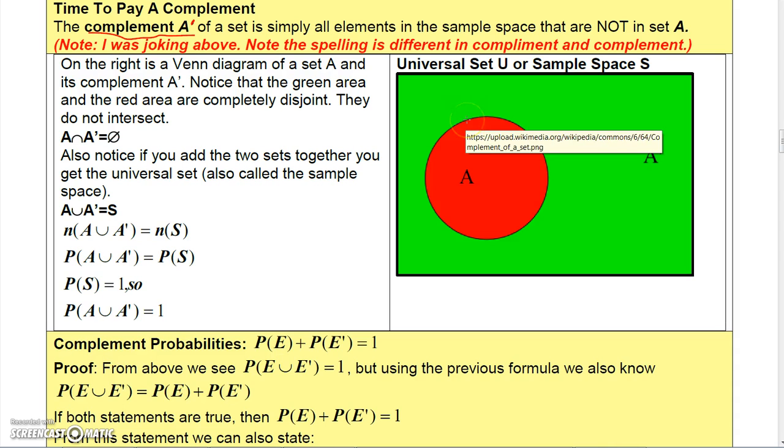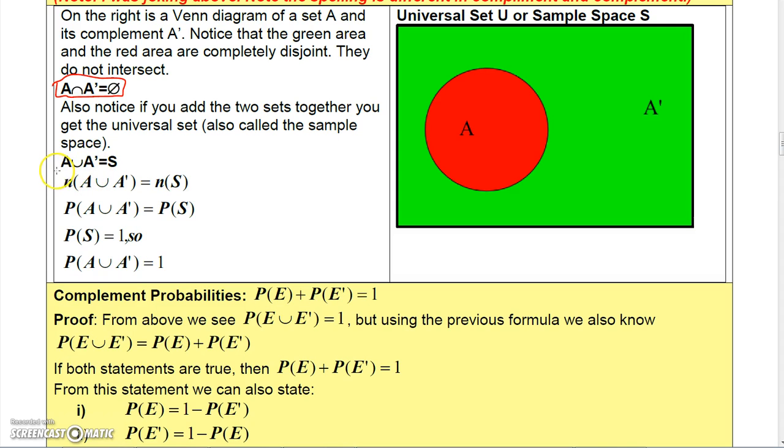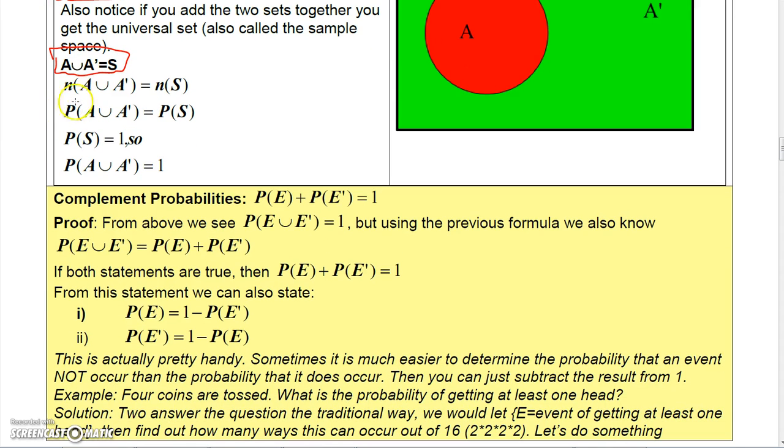So notice that if you intersect A and A prime, you get nothing because there's no place that they intersect. But if you take the union, if you put A and A prime together, you get the entire sample space. Well, if that's the case, then the number of elements in the union of A and A prime must be the same as the number of elements in the sample space.